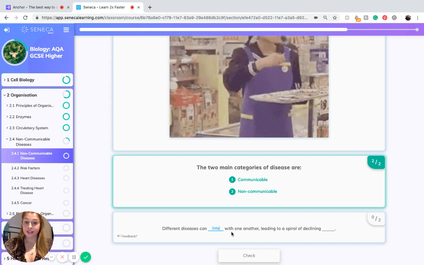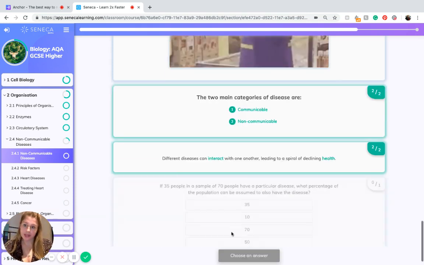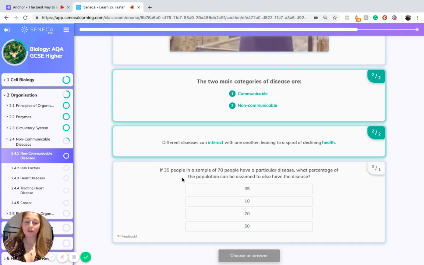And different diseases can interact with one another, which could lead to a spiral of declining health. An example of that was allergies. So if we were to think of a sample, let's say 35 people in a sample of 70 have a particular disease. So what percentage? We work out percentage by dividing the proportion with the disease, so 35, divided by 70, times 100. 35 divided by 70 is 0.5, because it's a half of 70. And so the percentage of the population with the disease is 50%.